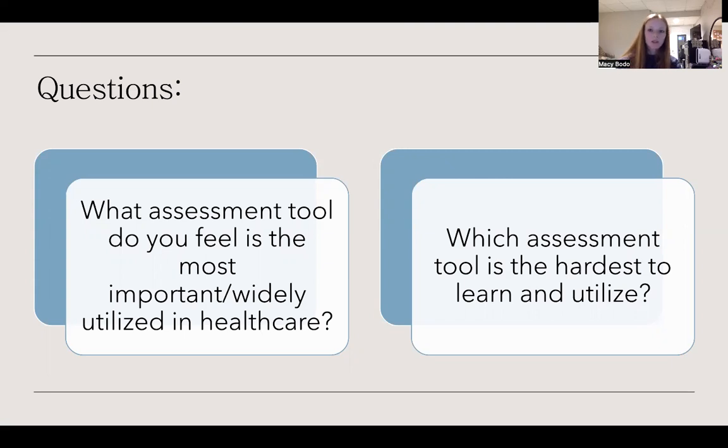And then the second question is, which assessment tool is the hardest to learn and utilize? I feel like this is the Glasgow Coma Scale. For example, I think it could be hard for a new nurse to determine whether a patient, like, say, opens their eyes after you spoke or if they just spontaneously did. I think it just takes a bit of practice to be accurate with it.